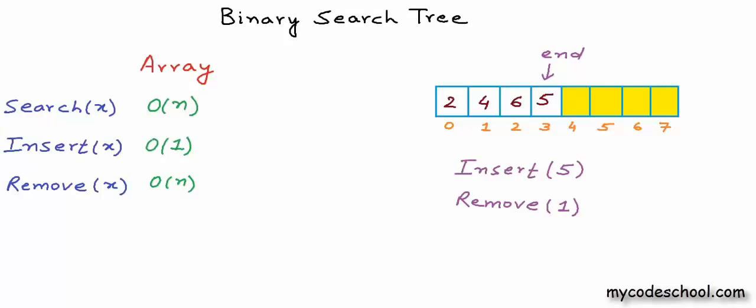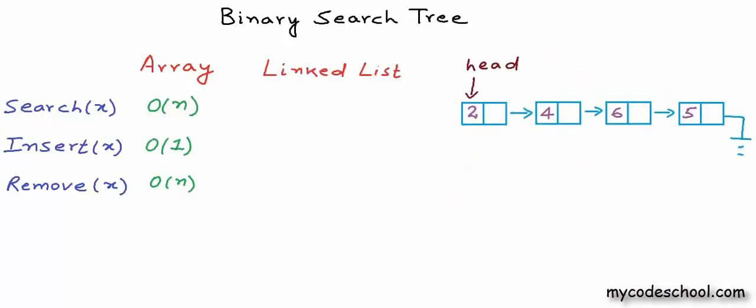Let's now discuss the cost of these operations if we will use a linked list. I have drawn a linked list of integers here. Data type can be anything. The cost of search operation, once again, will be big O of n, where n is number of records in the collection or number of nodes in the linked list. To search, in worst case, we will have to traverse the whole list. We will have to look at all the nodes.